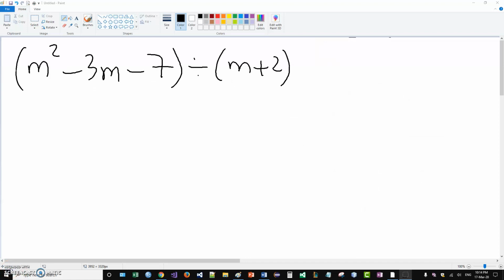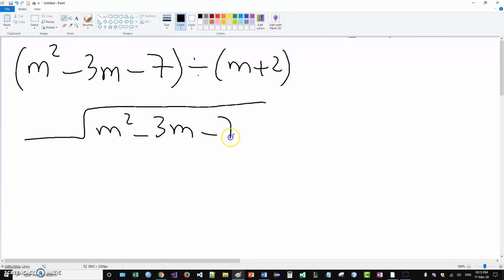Let's do another example. m squared minus 3m minus 7 divided by m plus 2. Again, m squared minus 3m minus 7 divided by m plus 2. m squared divided by m is m. m times m is m squared. m times 2 is 2m.